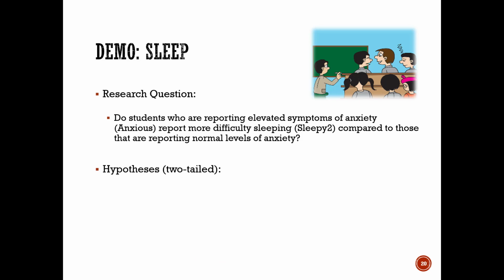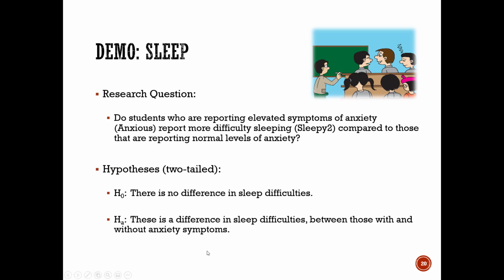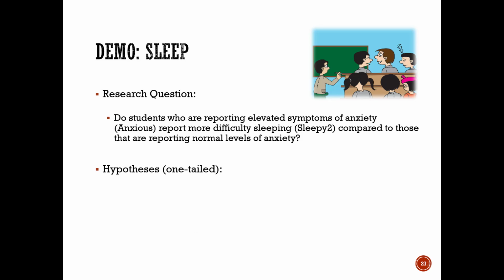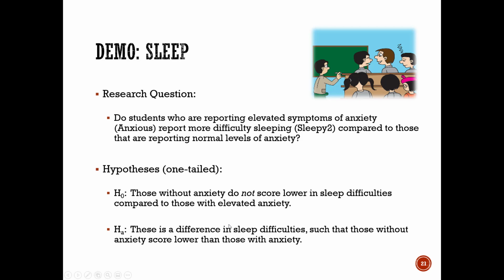Converting that into hypotheses, here is an example of a two-tailed hypothesis, where you're just saying there is a difference between those 2 groups on sleep difficulties versus not, which is the alternate hypothesis. Now we're going to test a one-tailed hypothesis that says that there's a difference in sleep difficulties, so that those without anxiety score lower than those with anxiety. And so those with anxiety score higher.